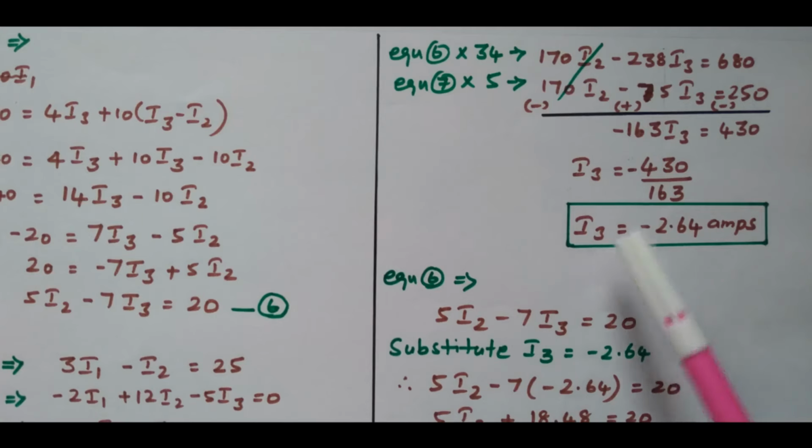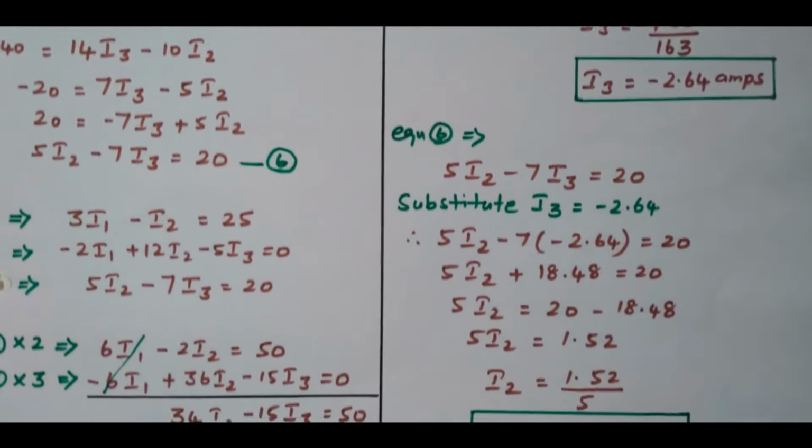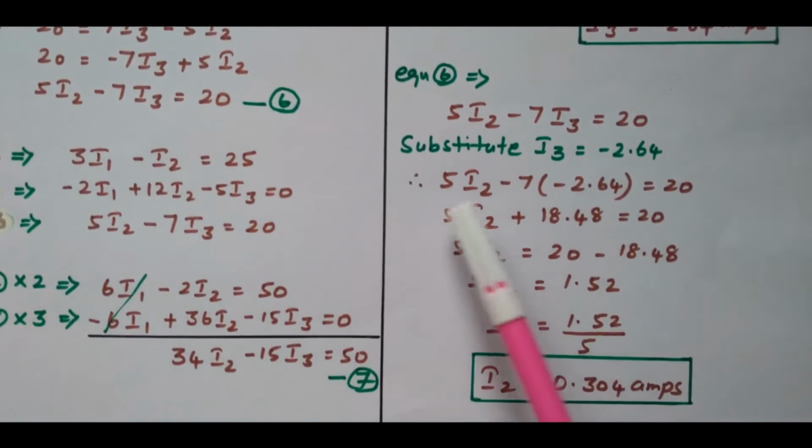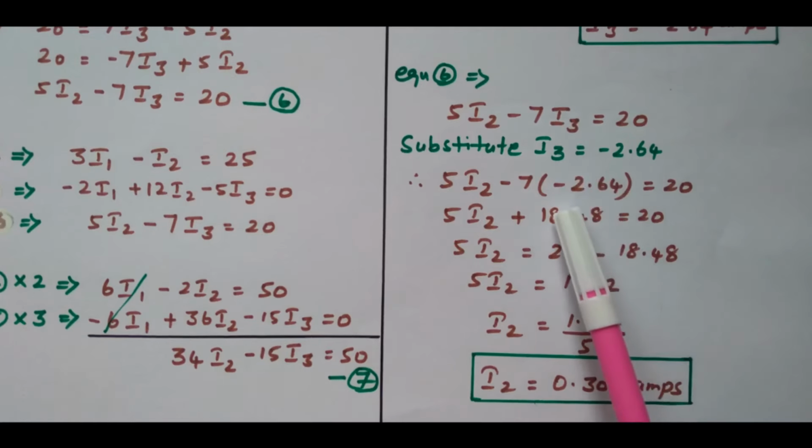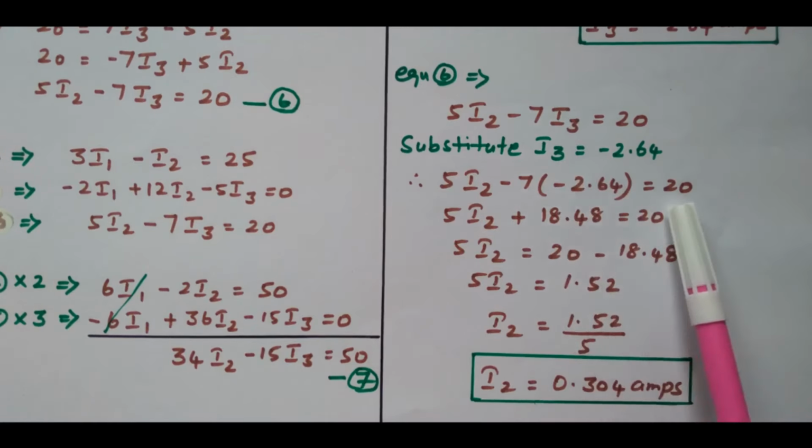Now we can substitute this value in the sixth equation. Consider the sixth equation. If we substitute the I3 value, automatically we can find the I2 value. Right? So consider the sixth equation: 5I2 minus 7I3 equal to 20. In that we are going to substitute I3 equal to minus 2.64. So while substituting, what will happen? 5I2 minus 7 times minus 2.64, that is equal to 20.